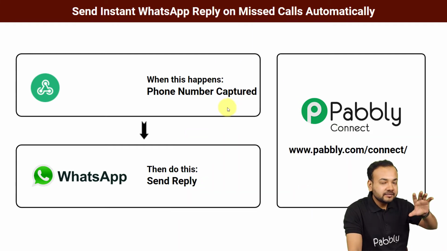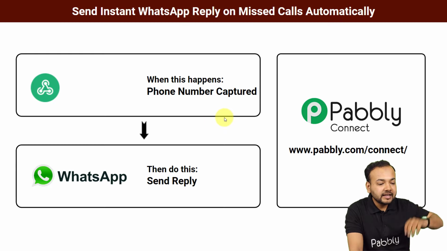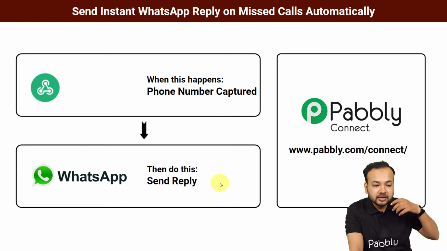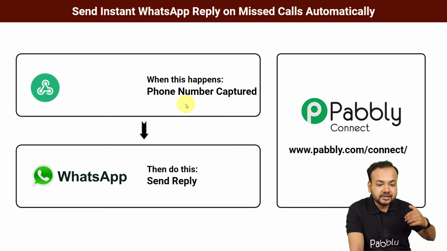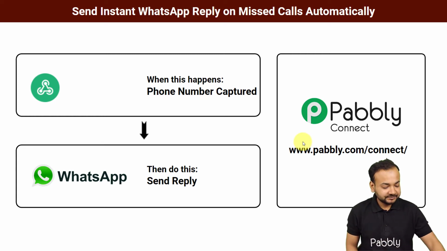So this will be the flow of this automation. Here we are using the webhook feature of Pabbly Connect, by which we can capture the phone numbers of the calls we are missing, and after that our automated WhatsApp reply is going to be delivered automatically within seconds to the same person whose call you have missed. To make this happen, we are using Pabbly Connect, which is an integration and automation tool. And the best part is anyone can set up this automation without any coding skills or programming knowledge. Now let me show you how you can set up this automation.